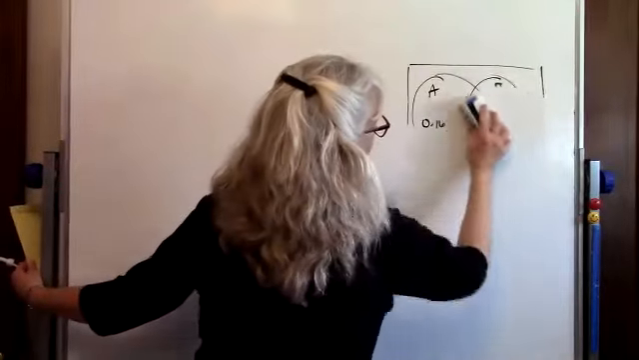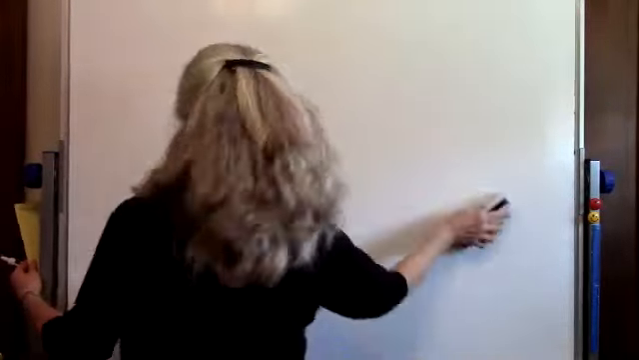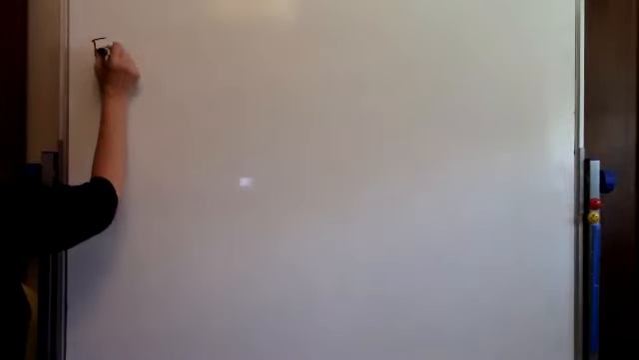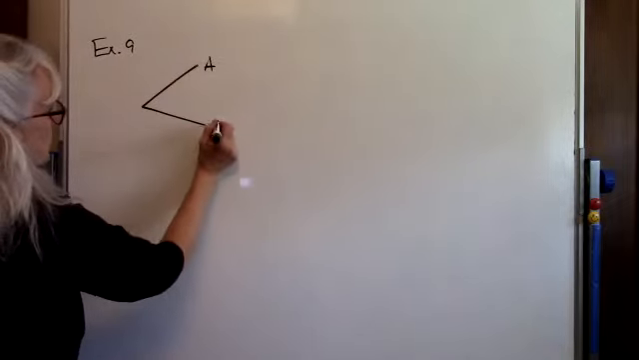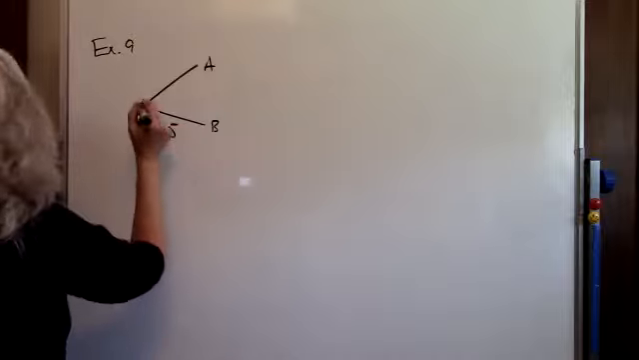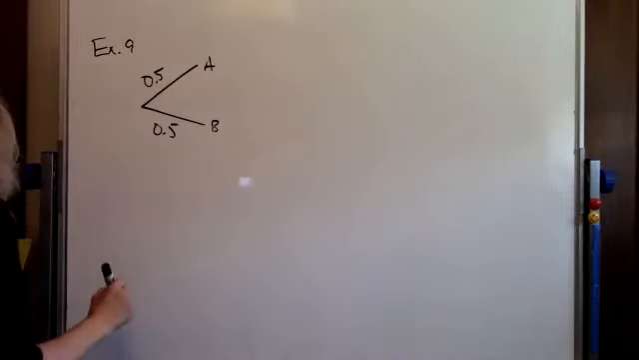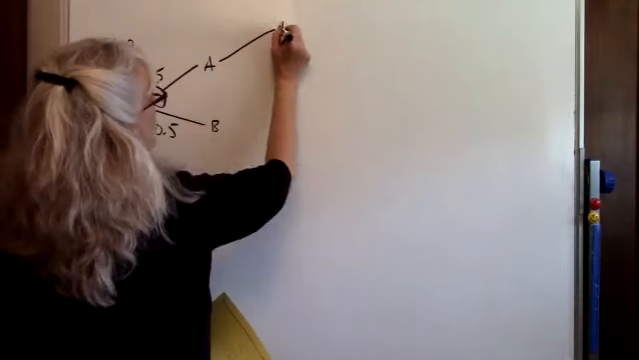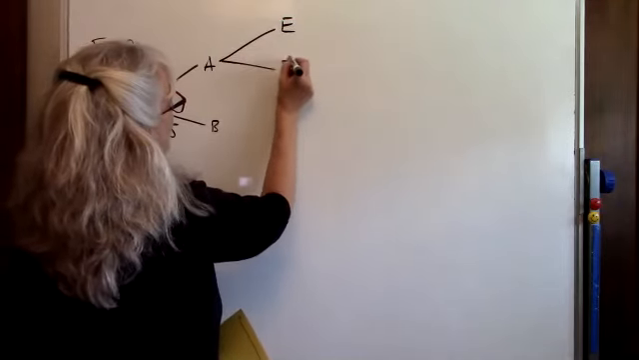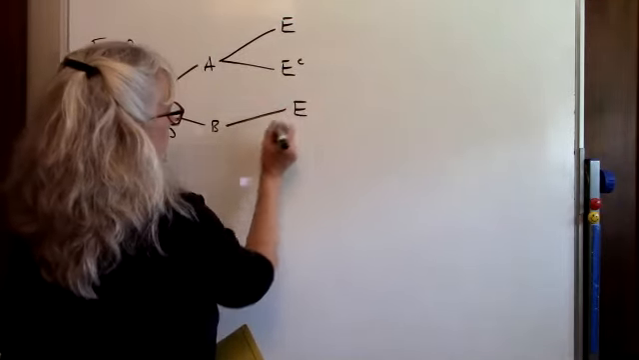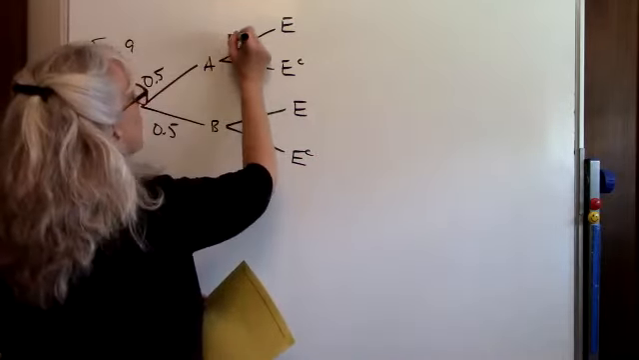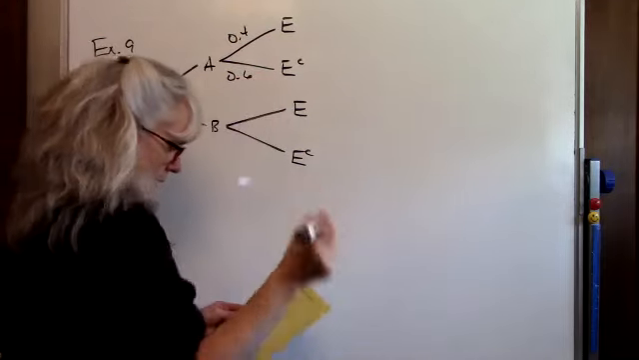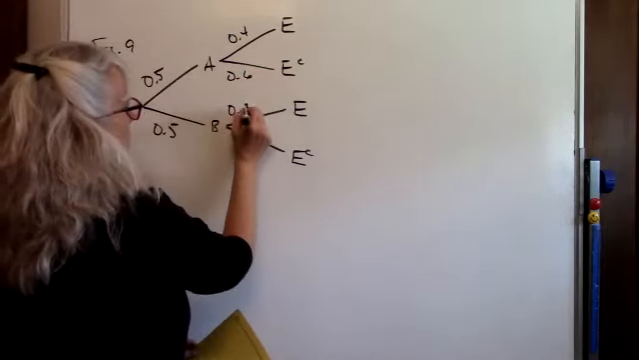This is example 9. Okay, so example 9 actually gives us a tree diagram. And so what we see are an A and a B. These are the first events, and their probabilities are each at 0.5. And then we see an E and an E complement, E and E complement. So this is 0.4 and 0.6, and we have 0.3 and 0.7.